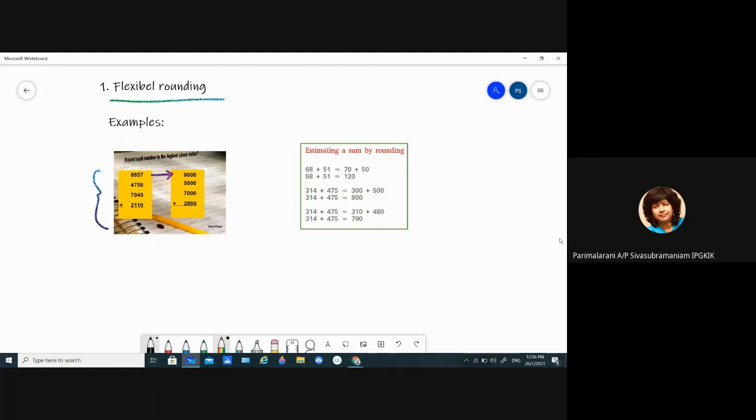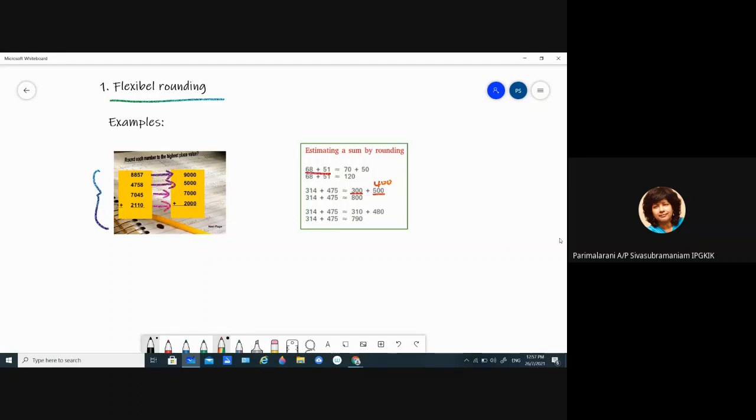Second number, 4,758, you round it to 4,000. Third number, 7,000, and you add it and you get your answer. Or say you have a problem like this, 68 plus 51, you can round it to 70 plus 50 and straight away find the answer. You have 314 plus 475, you can round it to 300 plus 500. It's up to you, you can round to 500 or 400, also okay. But as you do the practice, you know which numbers will be closer to the actual one.